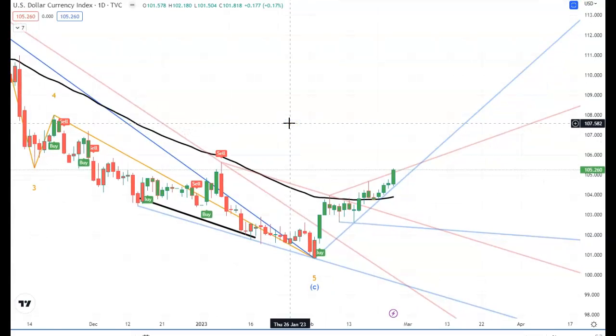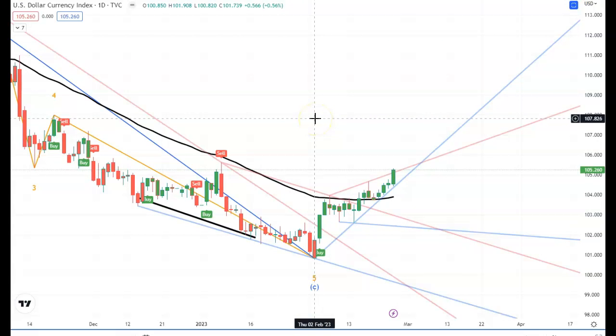So continued uptrend of the DXY. Probably now it's broken up to 105 as I predicted during the week. It's now going to 107.82.